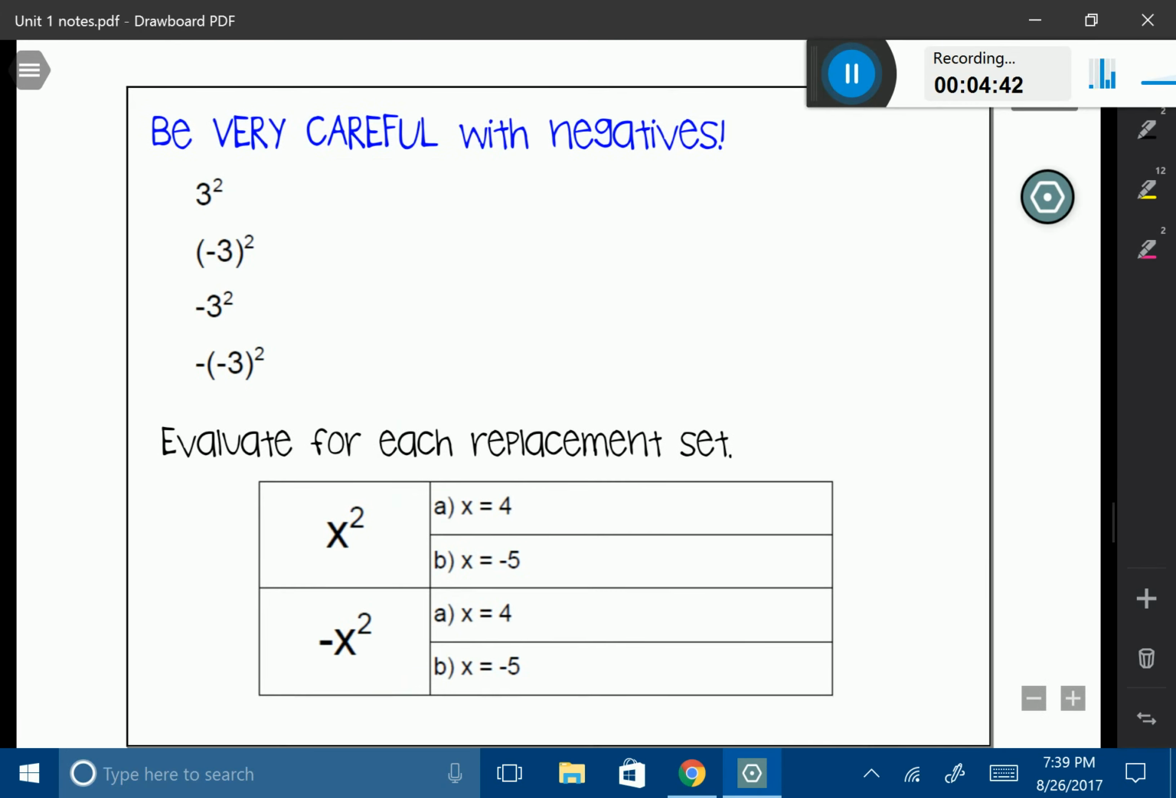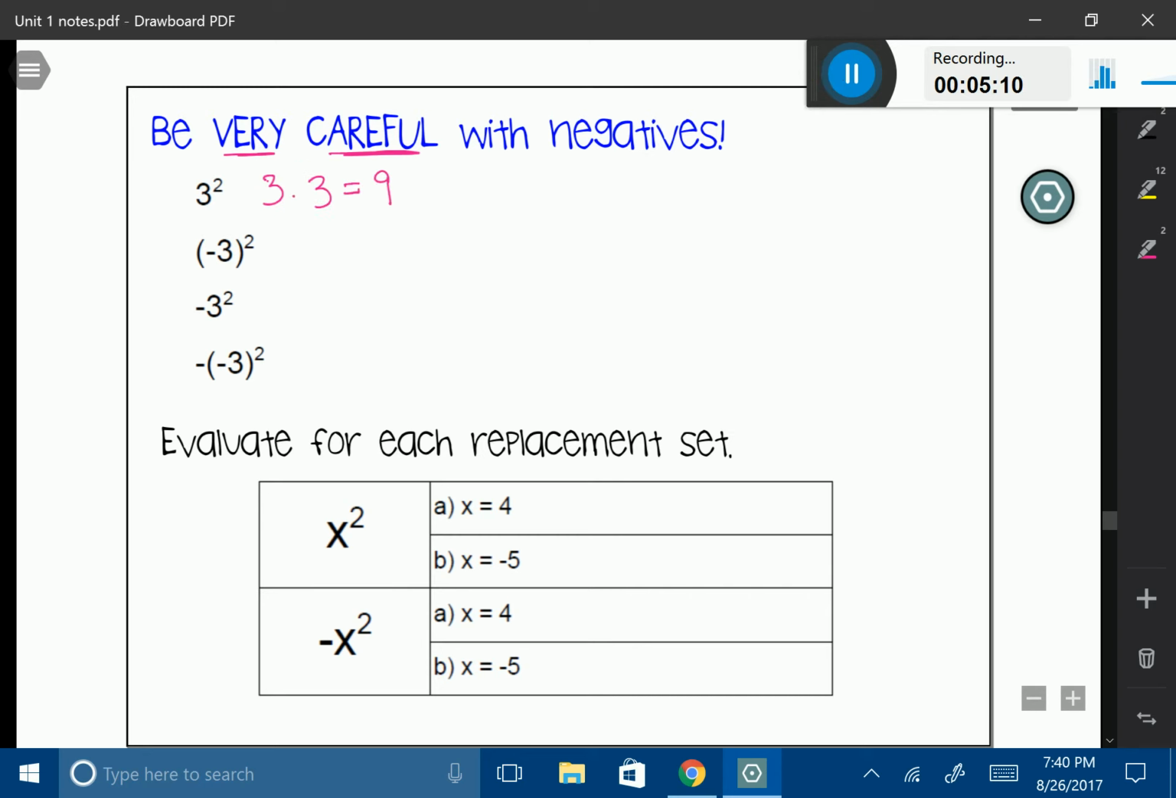These are some tips for you. And when I say very careful, I really mean very careful. These are very tricky to work with when we're working with exponents with bases. So let's look at these 4 examples and let's see the difference between all of these. 3 squared, well, we talked about that already. That's basically saying 3 times 3, right? And that's easy, that's 9.